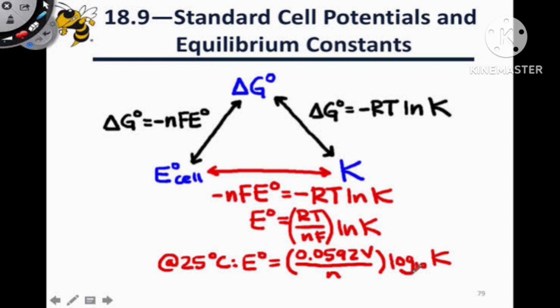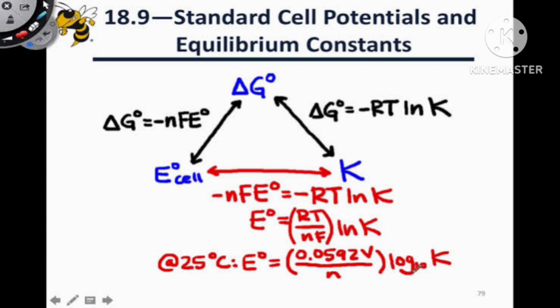See how delta G value is changing with n. That's why it is called an extensive property. Extensive property means always keep in mind that its value is not fixed; it will change. But intensive means it is fixed. For example, this E value, standard EMF value, is fixed.